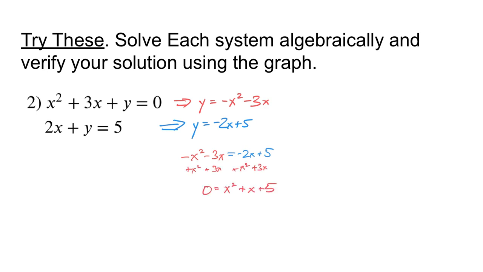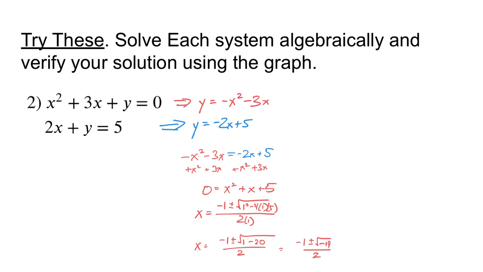That'll get me 0 is equal to x squared plus x plus 5. Now, I can't think of a way to factor this because I can't think of a pair of numbers that multiplies together to give me 5 and adds together to give me 1. So I'm going to use the quadratic formula to solve this quadratic equation.